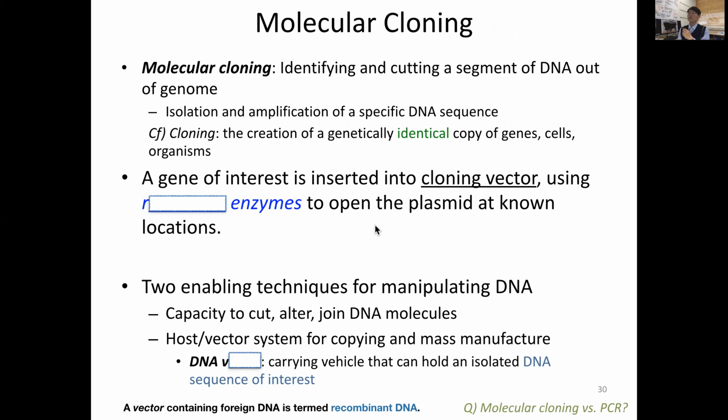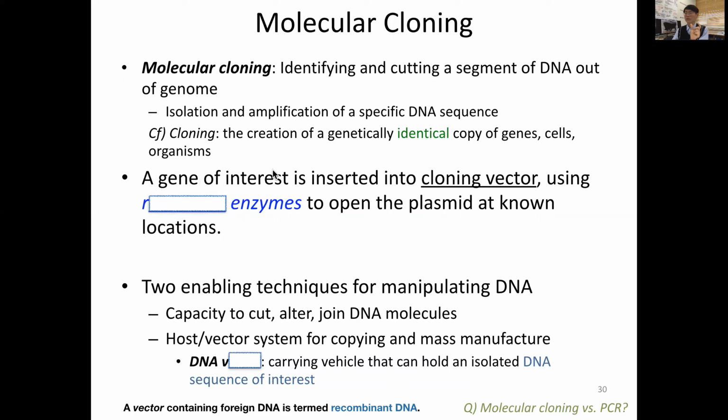For this, we have to discuss cloning. We've heard about cloning a lot. What does clone mean? Clone means exact copy. The creation of genetically identical copies of genes, cells, and organisms is called cloning. And what is molecular cloning? We are talking about a segment of specific DNA out of a genome. We identify it, cut that segment, and amplify it. This is what we call molecular cloning.